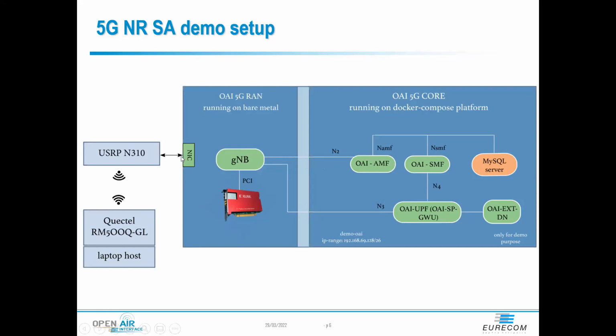For the RU, we are using the USRP N310. It's connected to the server with gNB. And we have 2 Quectel UEs connected to the gNB over the air. We are using band 78.